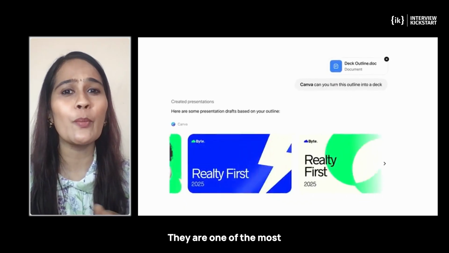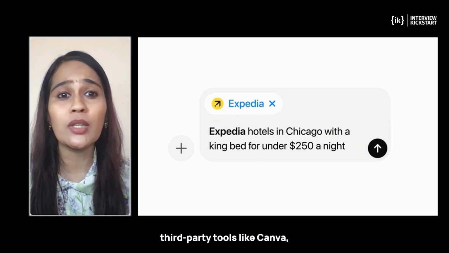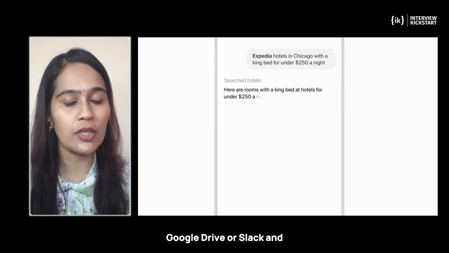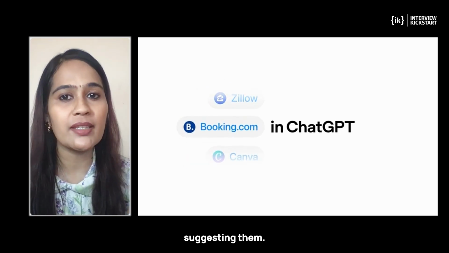They are one of the most exciting updates yet, allowing ChatGPT to connect directly to third-party tools like Canva, Google Drive, or Slack and actually do things for you instead of just suggesting them.